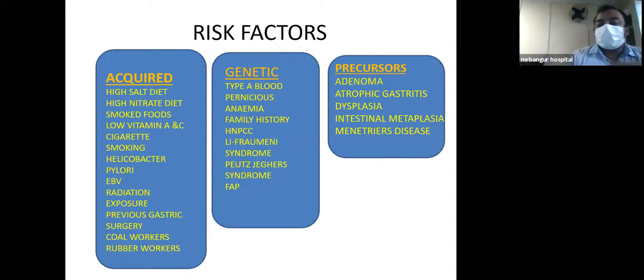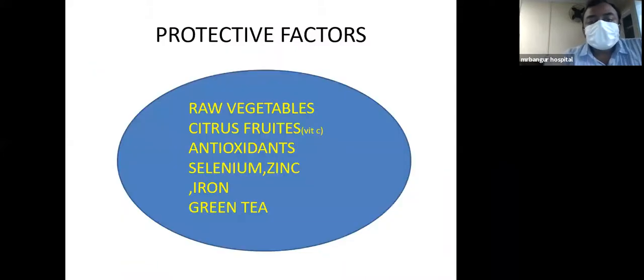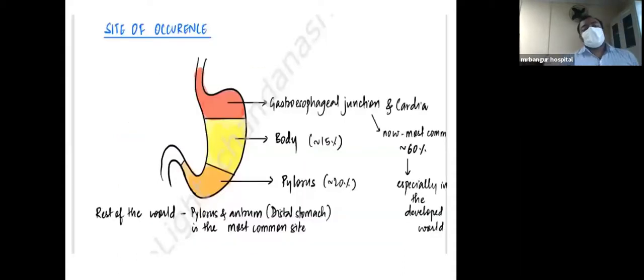Not only this, precursors also play a vital role in the causation of the disease: adenoma, atrophic gastritis, dysplasia, intestinal metaplasia, and Menetrier's disease, namely. Not only all these causative factors, there are some protective factors. Nature has gifted us raw vegetables, vitamin C containing citrus fruits, antioxidants, selenium, zinc, iron, and green tea. All these play a very protective role for the stomach itself.